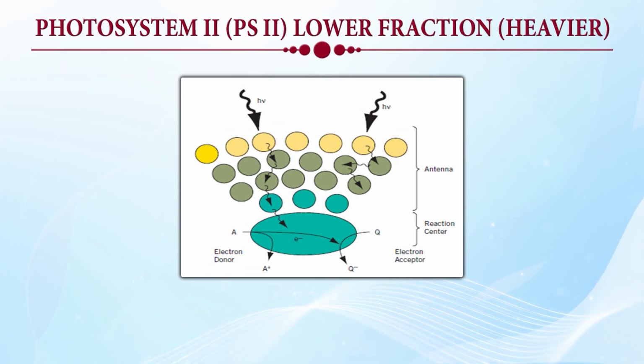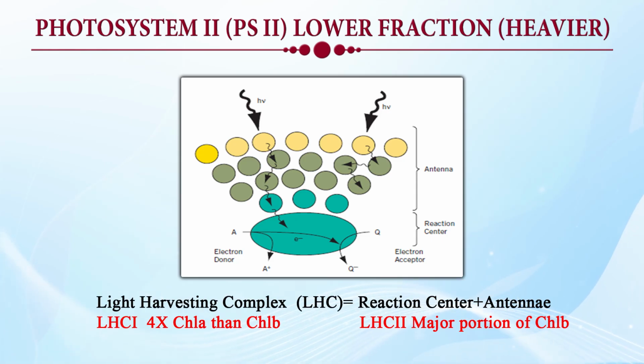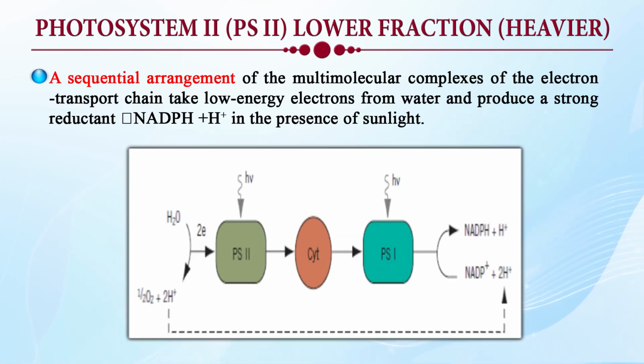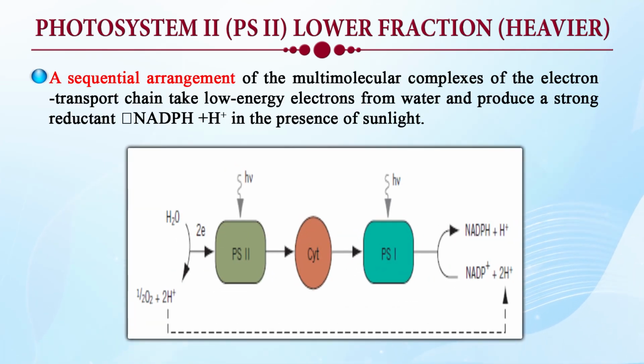So, on your screens you can find a summary of the light harvesting complexes, which we abbreviate as LHCs, and we find that the LHC2 has a major portion of chlorophyll A, and 4 times chlorophyll A is higher in the PS1 or the light harvesting center 1. And it is the sequential arrangement which is now responsible for the formation of NADPH, ATP, and of course, photolysis of water, as I had mentioned earlier.